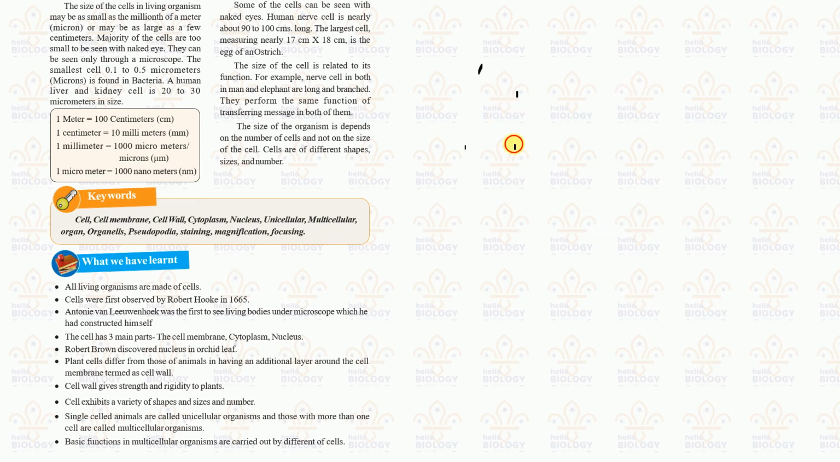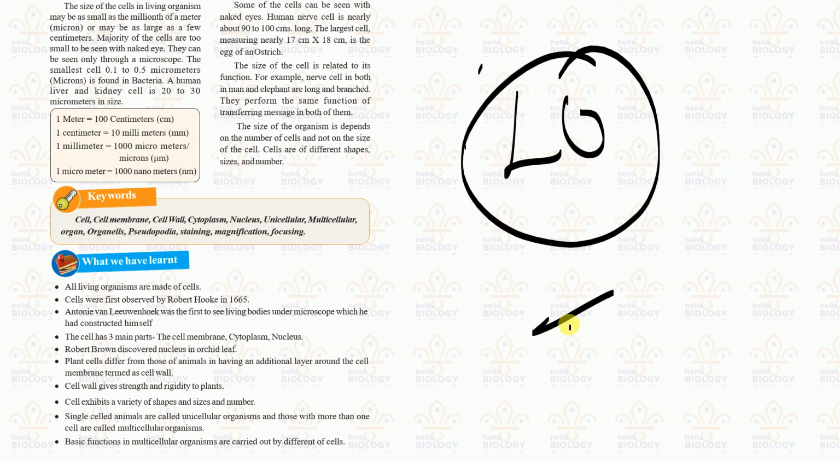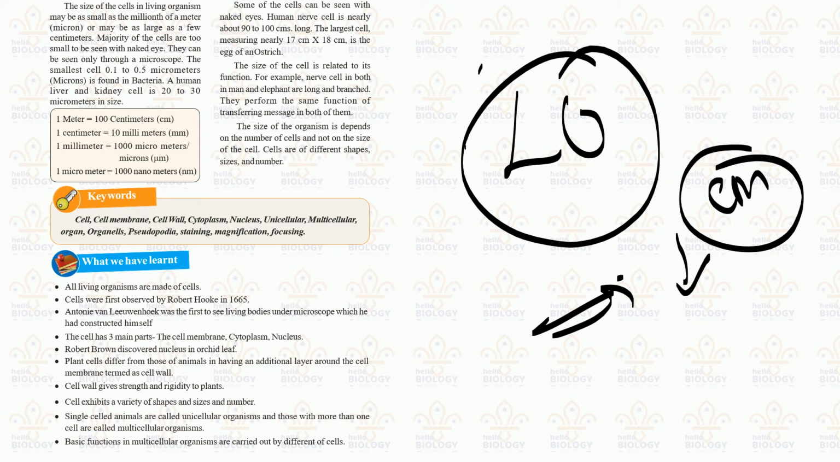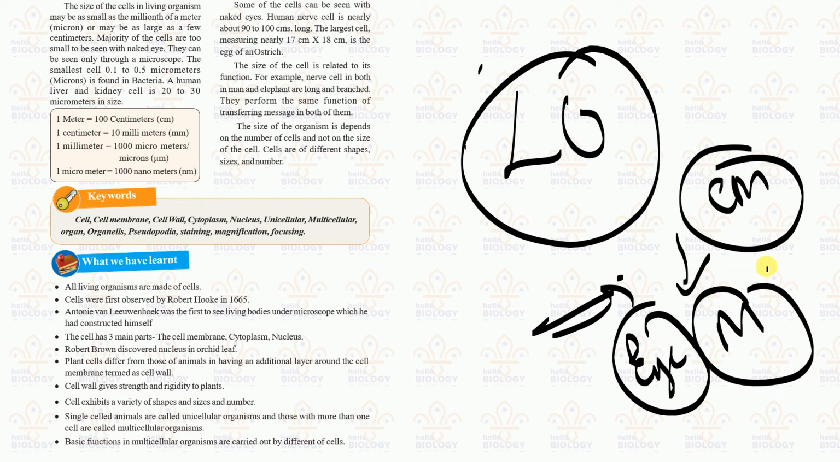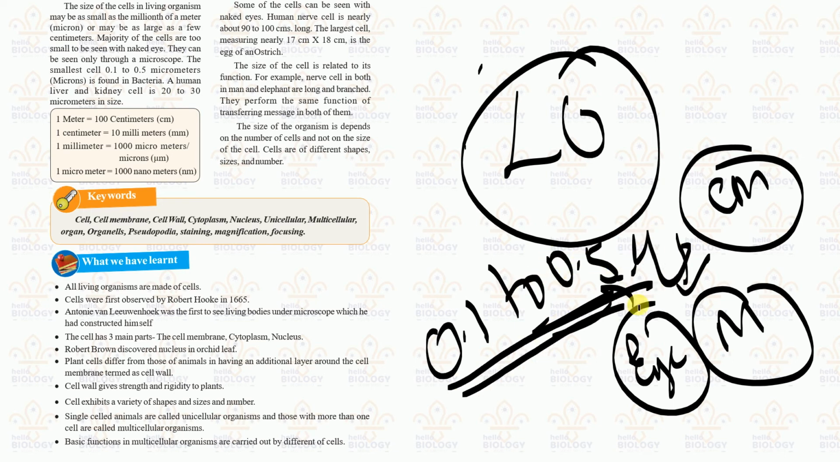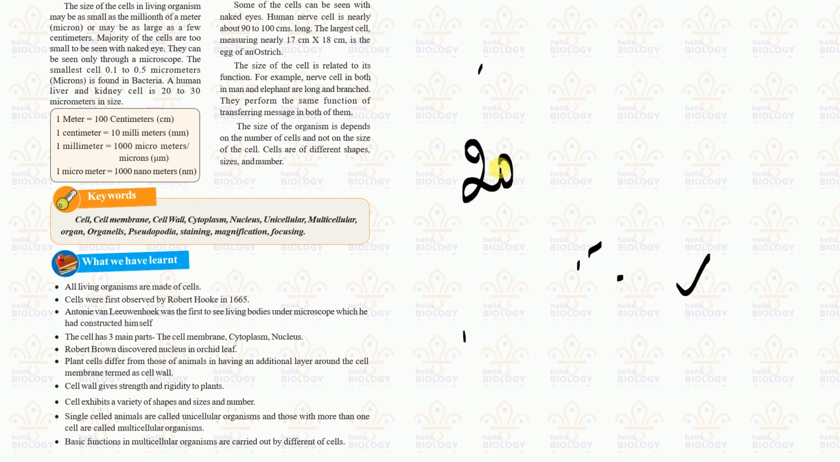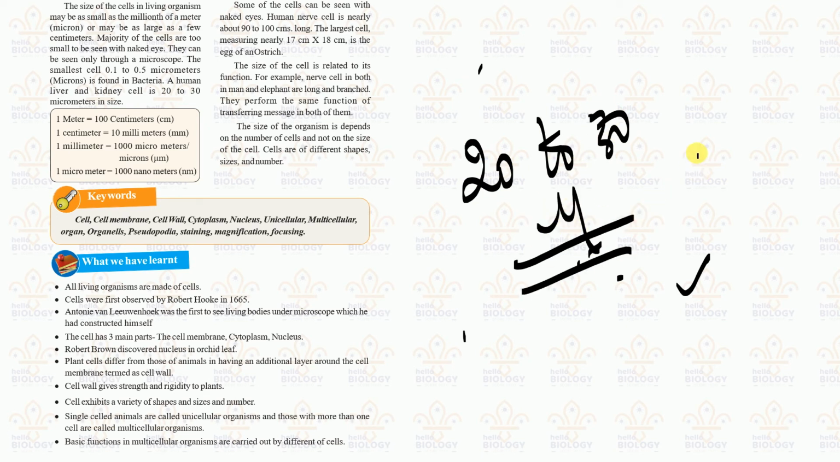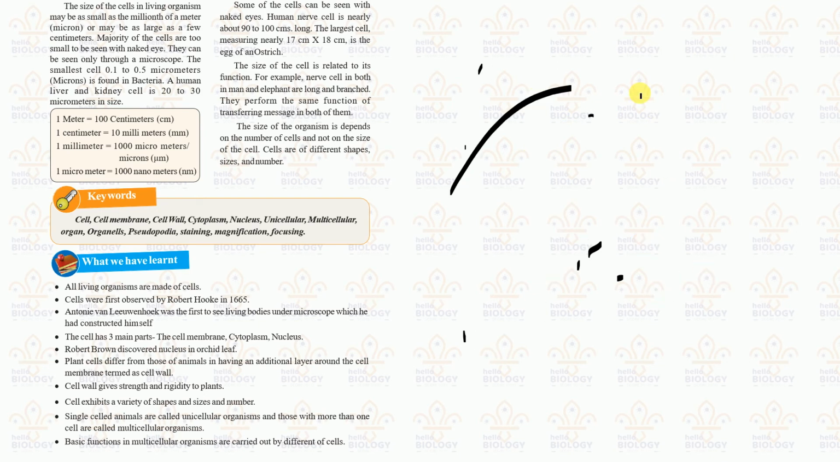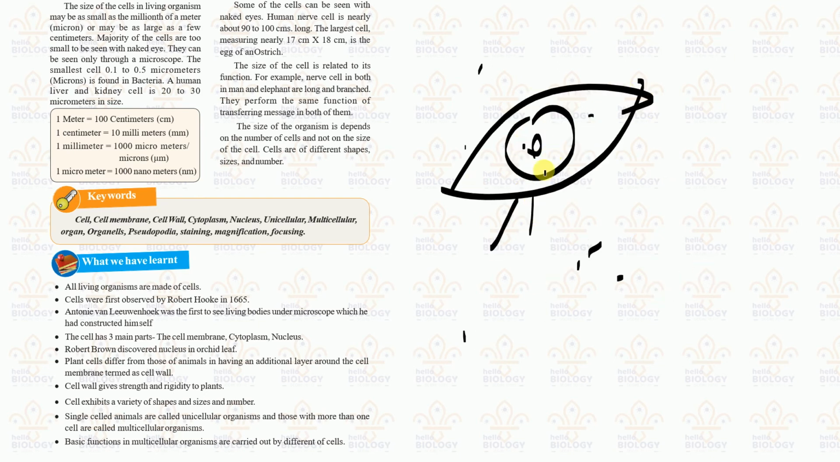The size of the cells of living organisms may be as small as a millionth of a meter, very small, or maybe as large as a few centimeters. But most cells cannot be seen with our eyes, only with the help of an instrument called a microscope. The smallest cell as of now is measured in microns, from 0.1 to 0.5 microns. A human kidney cell or liver cell will range from 20 to 30 microns in size. Some cells can be seen with our naked eyes also. That means directly with our eyes we can see some cells, and those cells are very large.